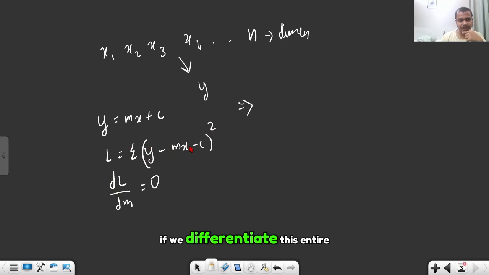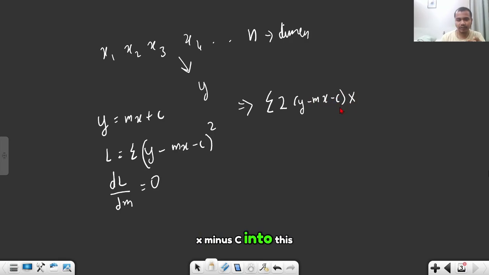So if we differentiate this entire term with respect to m, then this 2 will come out. We have looked at this in detail in the previous video. Sigma will be as it is, 2 will jump out. This entire term will be written as it is, y minus mx minus c, into the differentiation of the inside term. y is a constant, 0, minus m into x with respect to m will become minus x, and c is a constant, again 0. This is equal to 0.